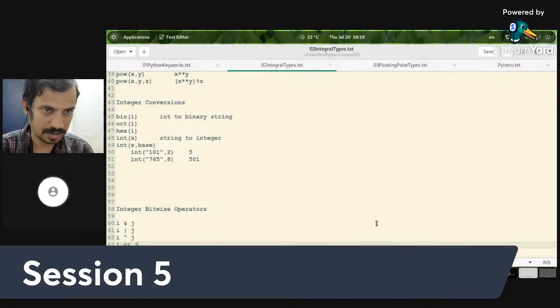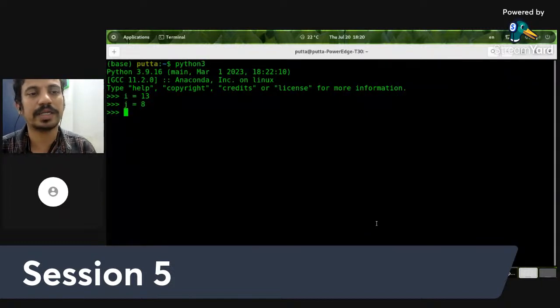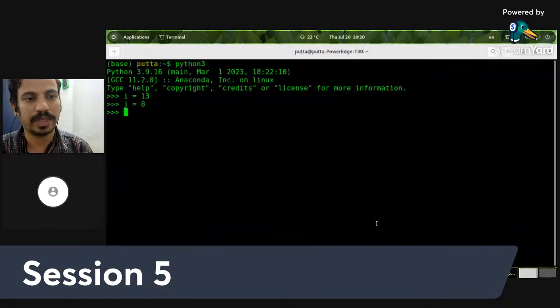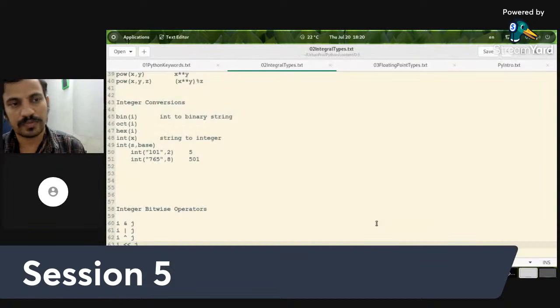Sir, I couldn't hear the question. Suppose I have I as 13 and j as 8. I want to write them in binary form. I want to get their binary equivalent. You have to divide them with their positional weights. No, there is a built-in function that does that. You don't need to really compute. Python already provides you a feature which shows integer value in a binary form. Can you tell me which one?